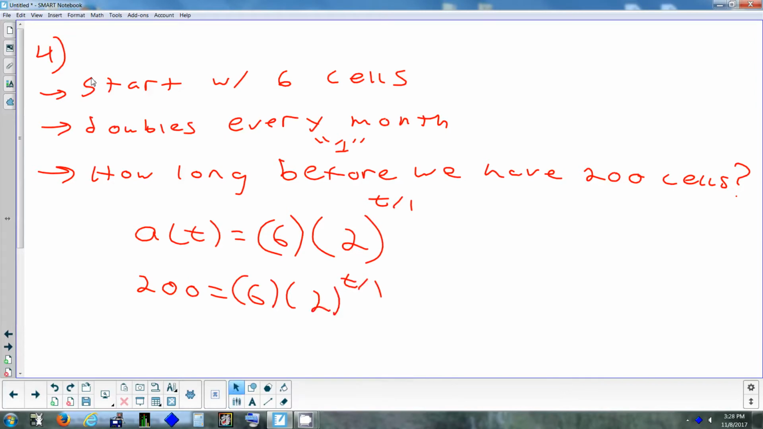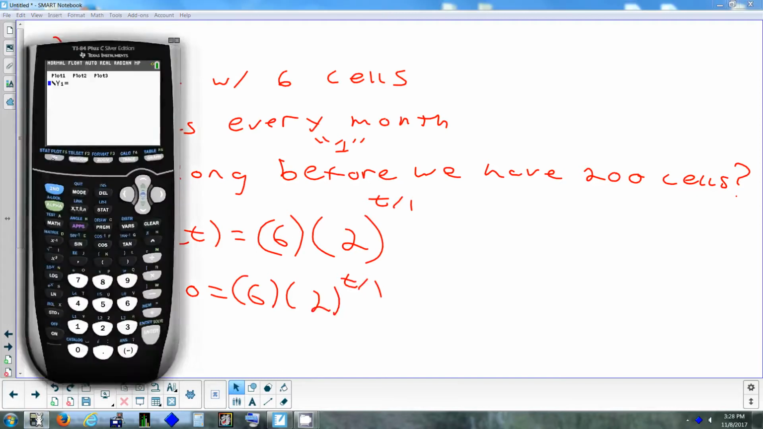And now you can't simplify that right-hand side. Don't try to do 6 times 2. You can't do that. So let's graph it and see what happens. So 200 cells. So 6 times 2. Probably going to need parentheses around that if the denominator was something other than 1. It's not even really important to put it this time because it's just a 1.